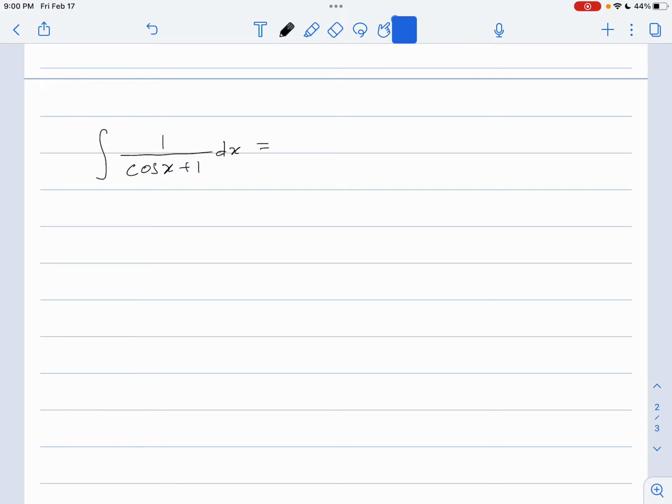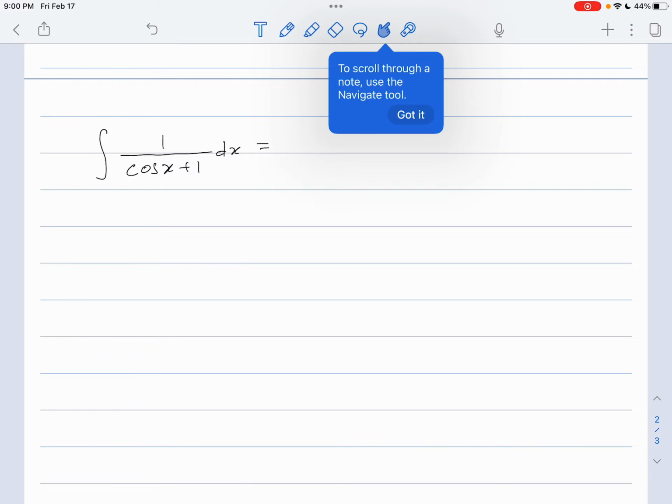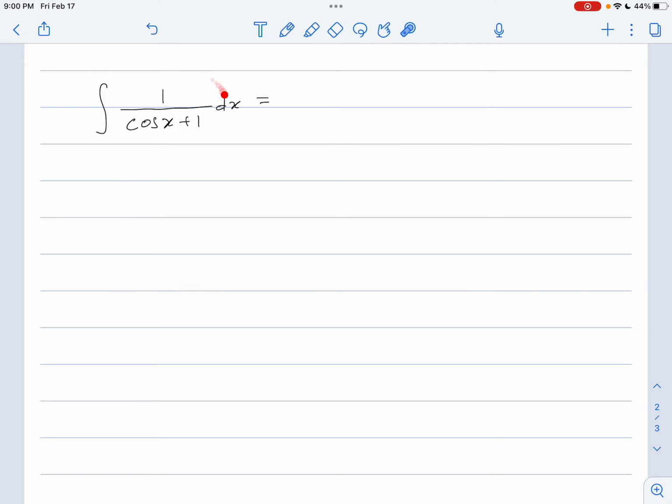So first of all, we can observe that we cannot directly integrate this function by doing a substitution, because when we substitute u as cosine x plus 1 and then take the derivative, to figure out what du is equal to, we will find out that we cannot write du here. So that's the reason we need to do some manipulation.